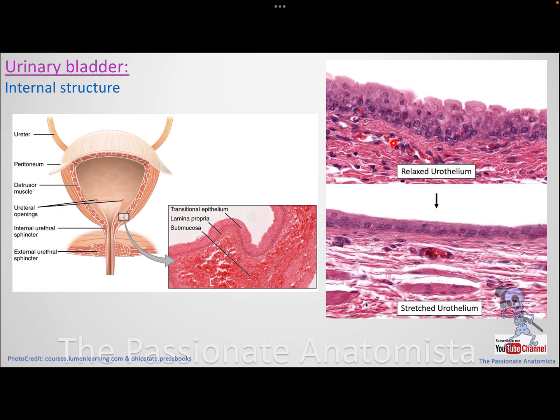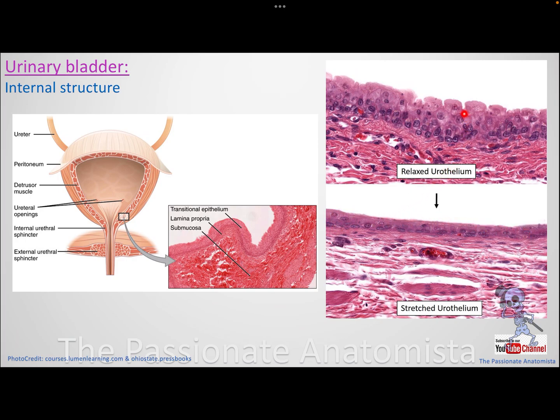So what type of epithelium is the urinary bladder? It's the transitional epithelium. And why is it transitional? Because it undergoes a transition. If it's fully distended and filled with urine, it's going to be stretched and flattened. The topmost layer will be flattened.